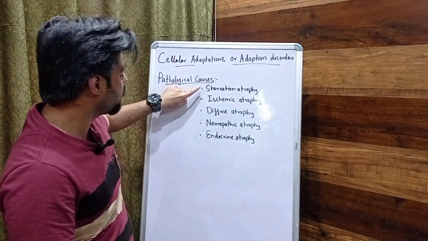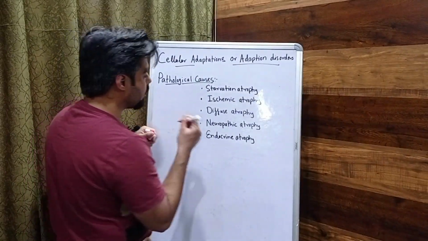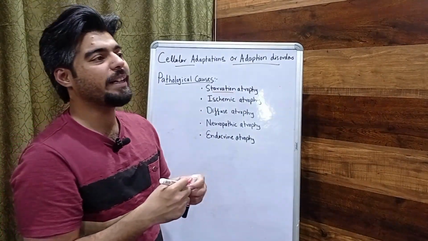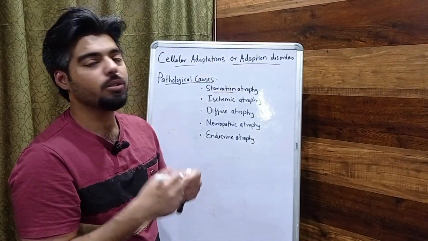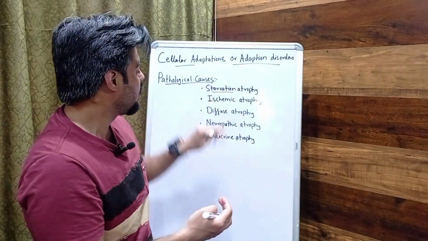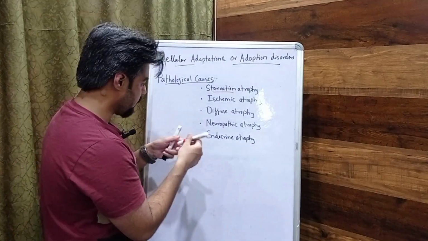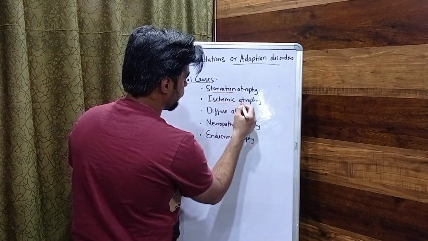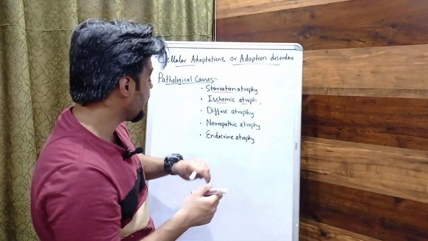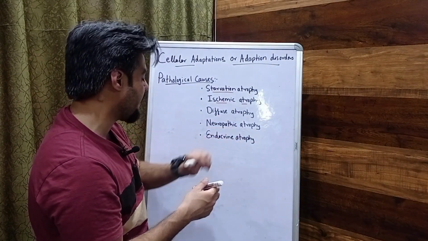So, the first one is starvation atrophy. Obviously, from the name itself, the atrophy occurs due to starvation. For example, you will find general weakness in anemic patients, and in cancer patients you will find them generally weakened. So starvation atrophy occurs in them. Next, ischemic atrophy. From the word itself, ischemic atrophy is where there is a stoppage in the blood supply. Next, diffuse atrophy. After that come neuropathic atrophy and endocrinic atrophy.